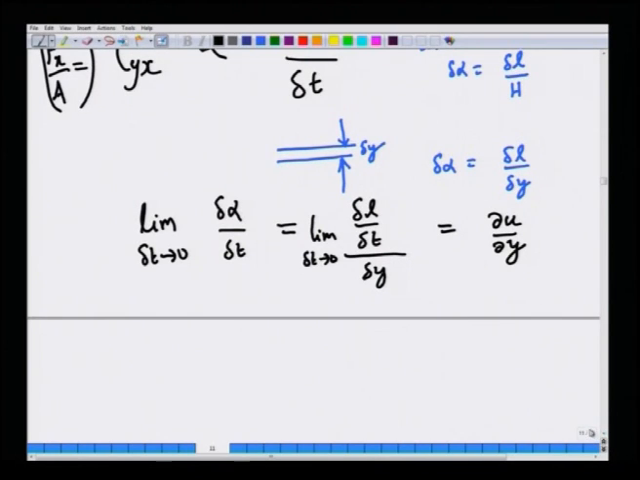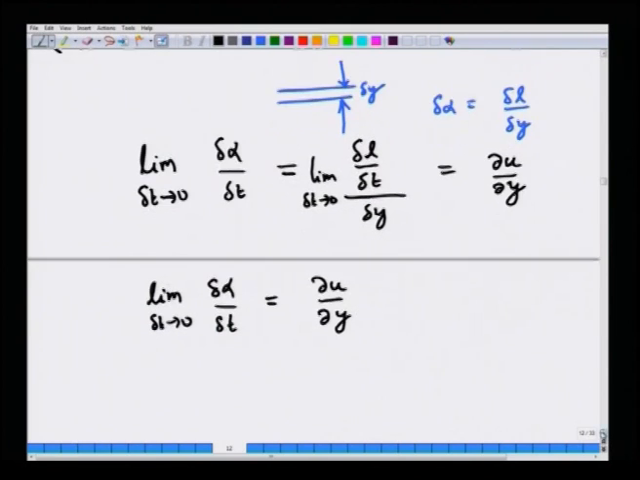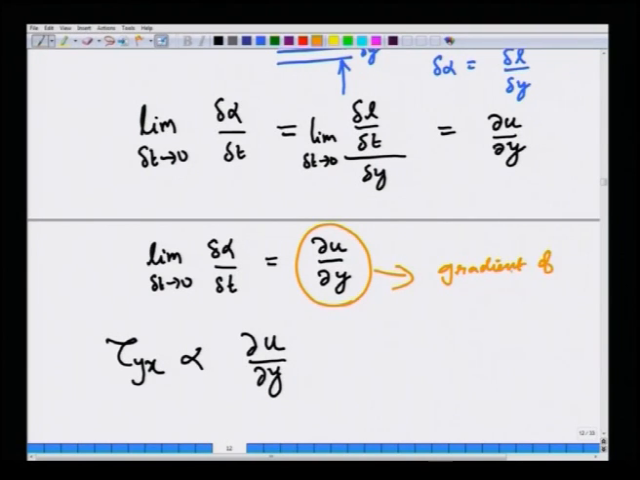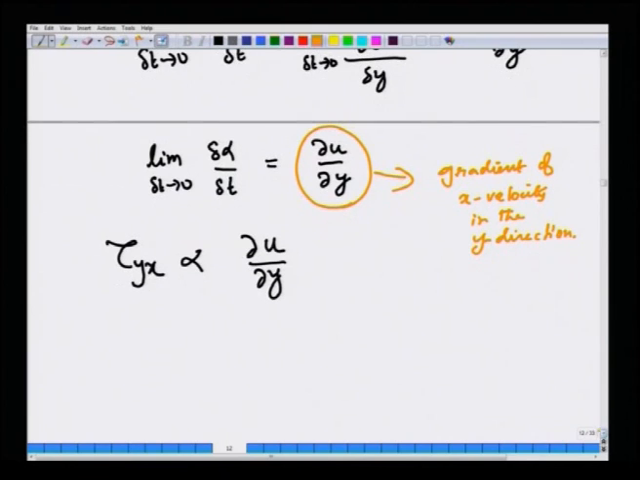So, in the limit delta t going to 0, the rate of deformation as measured by the rate of change of angle is nothing but the partial derivative of the velocity in the x direction with respect to y. So, the shear stress tau y x is proportional to the velocity gradient, as we mentioned. This is the gradient of the x component of velocity in the y direction.